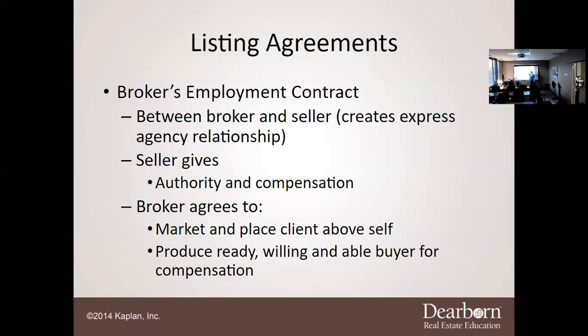Also, the seller gives authority and compensation in the employment contract, which is the listing agreement. They ask this question all the time in the license exam: never is the commission agreement in the contract. Never for the listing, okay? It's in the listing agreement. The broker, of course, agrees to market and place the client above themselves. We've talked about that many times.